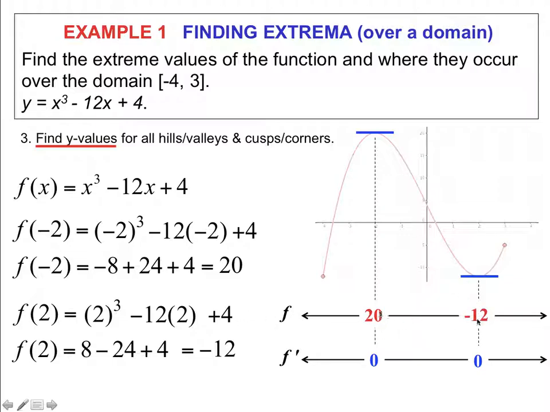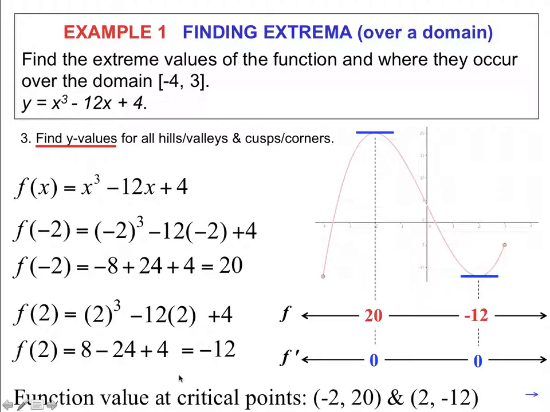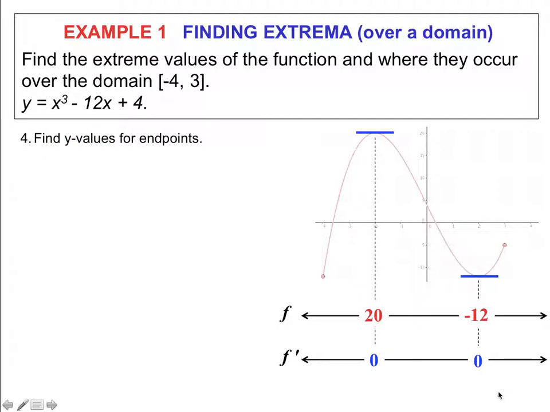So now I've got my y values, and I can see that 20 is bigger than 12. So 20 must be a max, and 12 must be a min. We just don't know if they're global or local. We'll figure that out in just a minute when we look at the endpoints. But those are the critical points: negative 2 comma 20 and 2 comma negative 12.